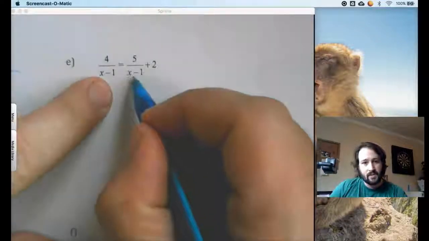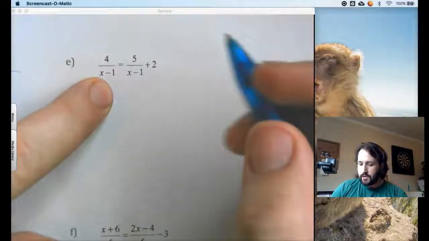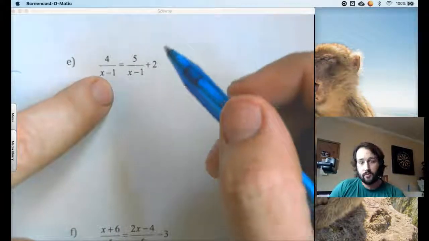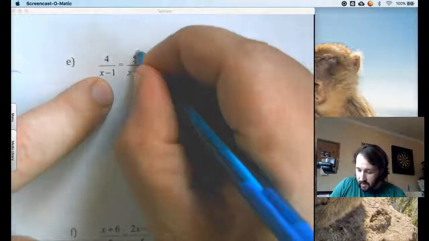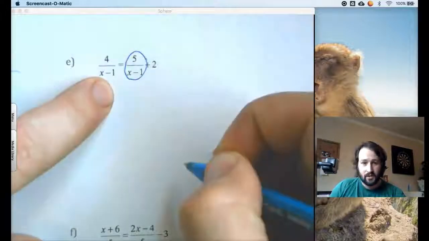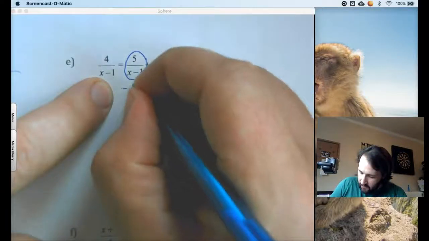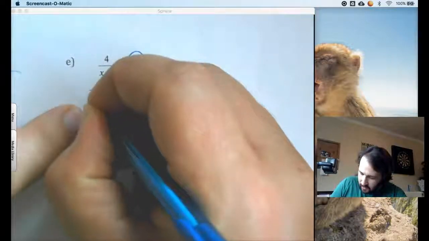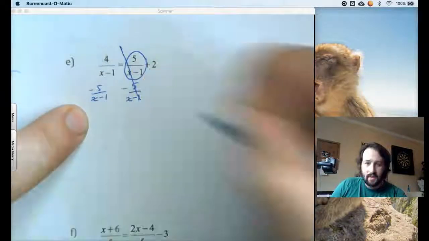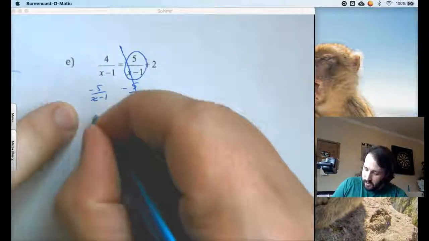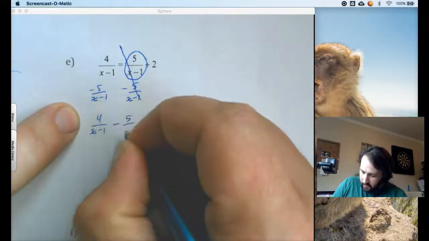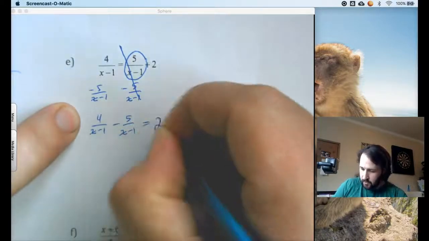Notice, these have the same denominator already. So just like we can add and subtract numbers like 2x or 3 or whatever, I can subtract this entire fraction. So if I subtract 5 over x minus 1 from both sides, that makes that 0 on that side. So what I create then is 4 over x minus 1 minus 5 over x minus 1 equals 2.